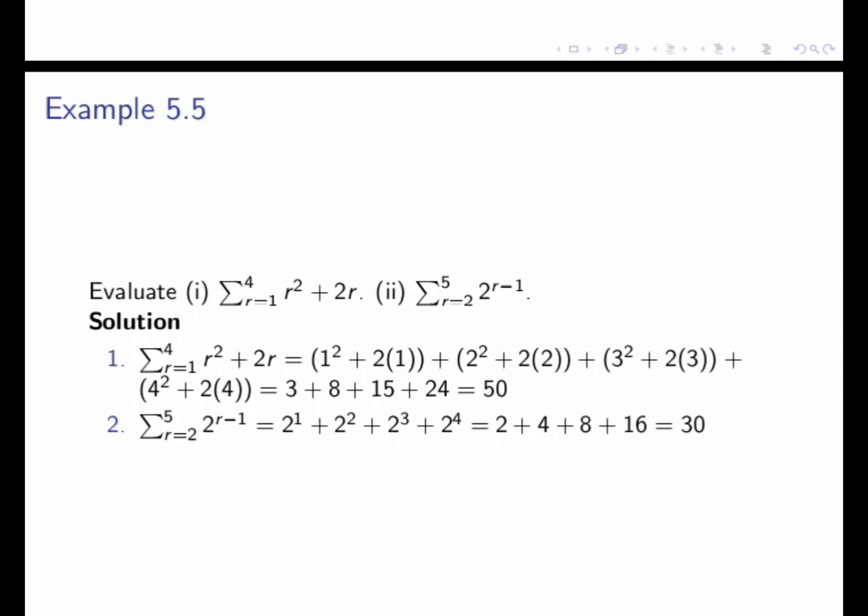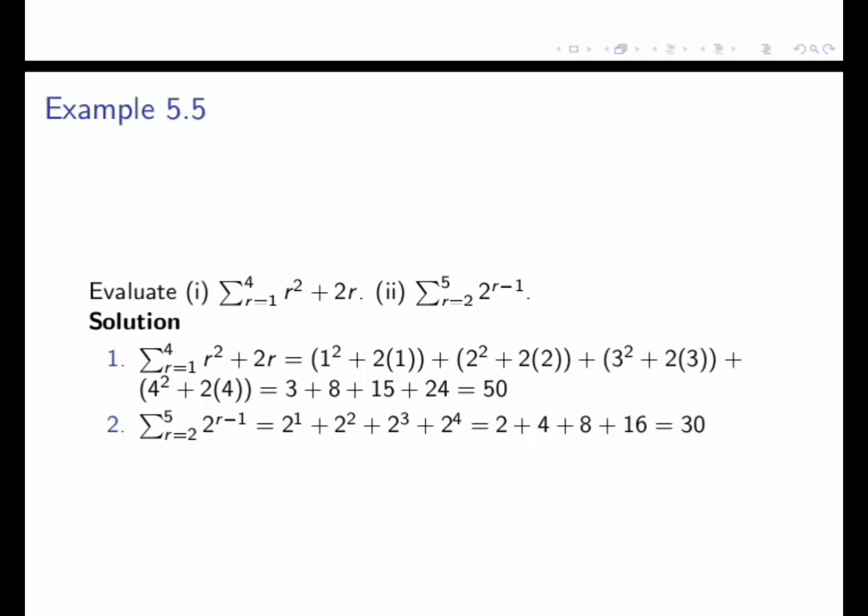So you have 1 squared plus 2 times 1. That's the first one. The second one, 2 raised to power 2 plus 2 times 2. The third one, 3 raised to power 2 plus 2 times 3. And the last one, you are stopping at 4. Whenever you see a summation symbol, for example, if I give you summation of r equals 1 to 7, it means I'm asking you to stop at 7. Are you getting it? When you simplify everything and add them together, our answer is equal to 50.